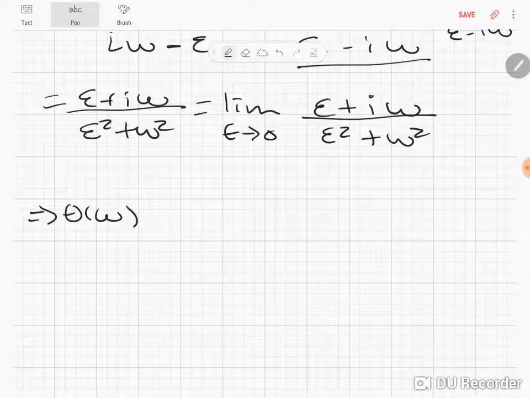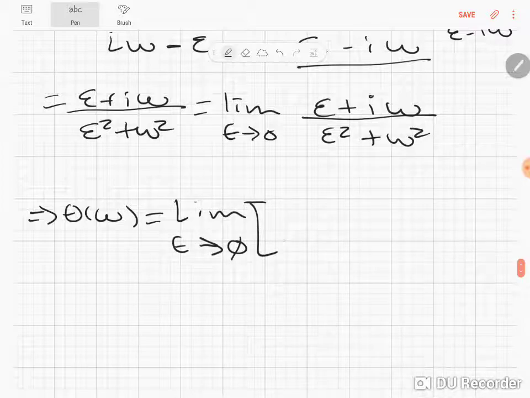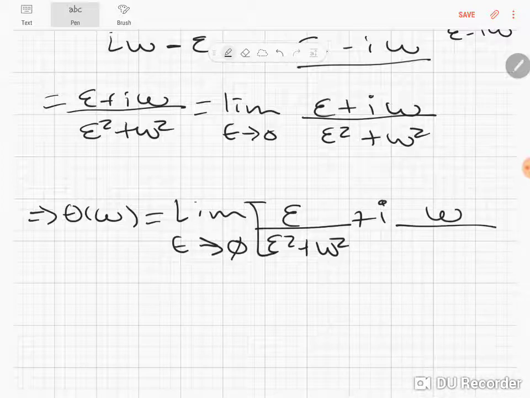Let me see how we should do this. Let me figure that out. So then, let's write theta of omega equal to the limit of epsilon that tends to 0 of the real part, which is this, plus i, the imaginary part, which is this.